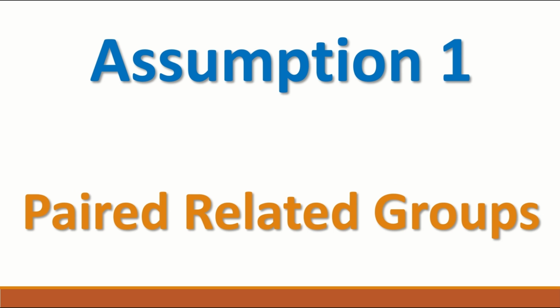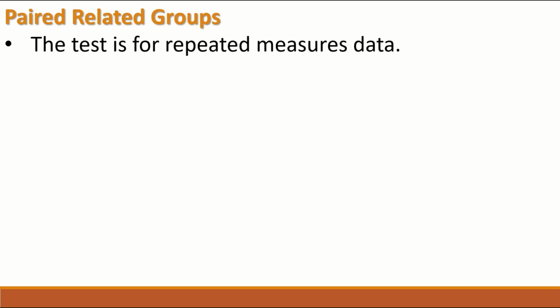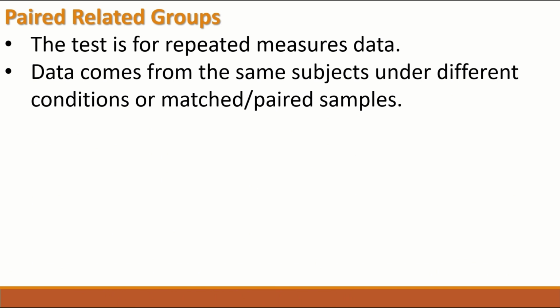The first assumption is paired related groups, which means that the test is for repeated measures data. Data have to be from the same subject under different conditions. This subject has been subjected to different conditions or criteria. Or those individuals are in groups, but these individuals have matched or paired samples. Each participant participates in each group.